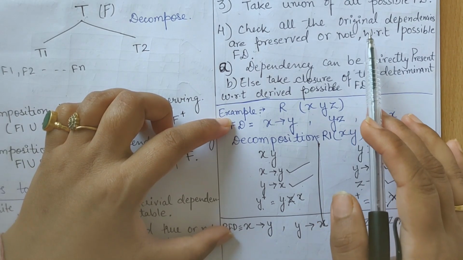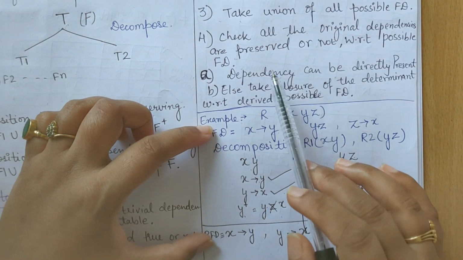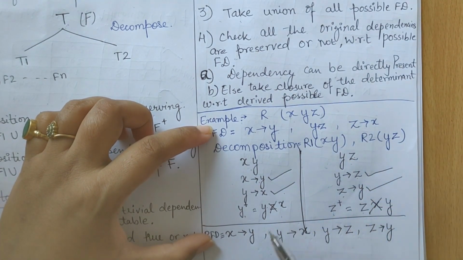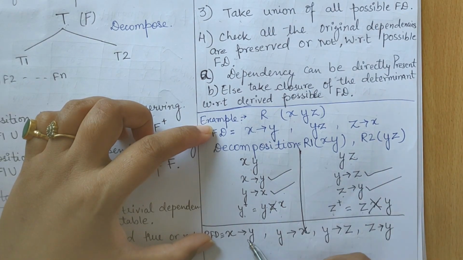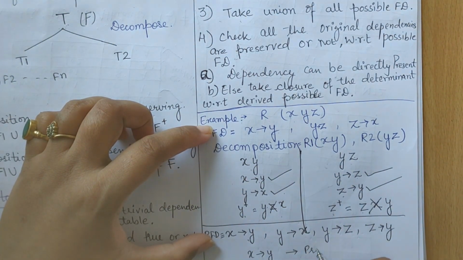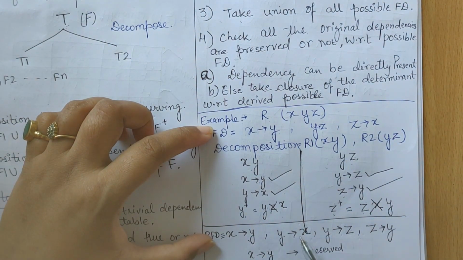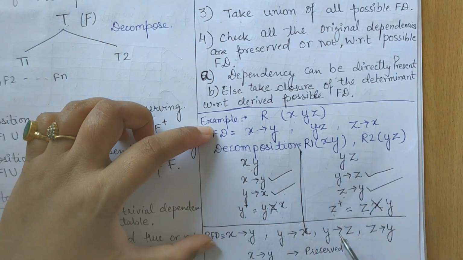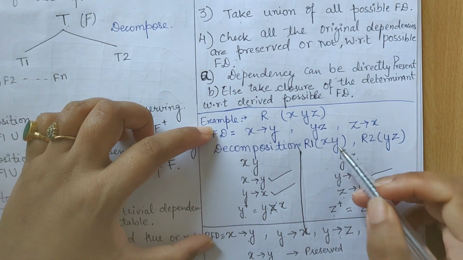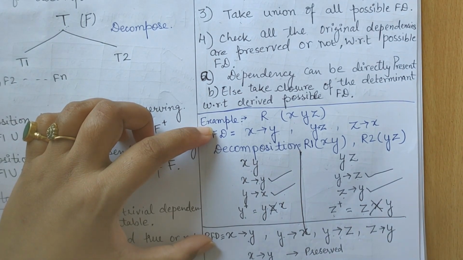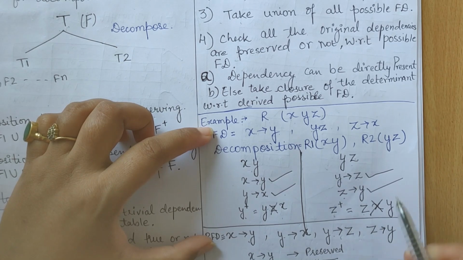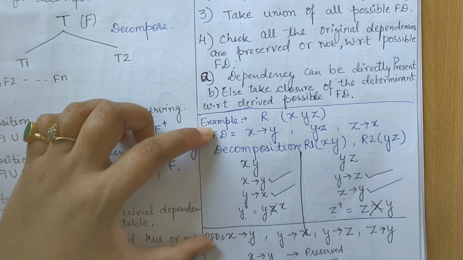Now for this fourth point also, there can be two cases. Dependency can be directly present, as we can see, X determines Y, X determines Y. It is directly present. So X determines Y is preserved. Then Y determines X is directly not present here. Y determines Z, Y determines Z. So Y determines Z is also preserved. Then Z determines X is not directly present.